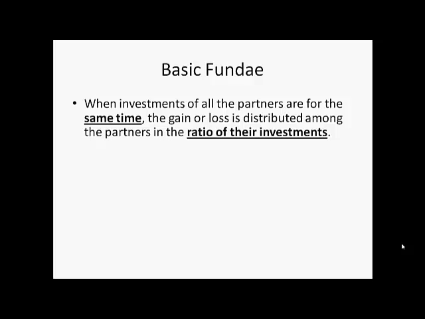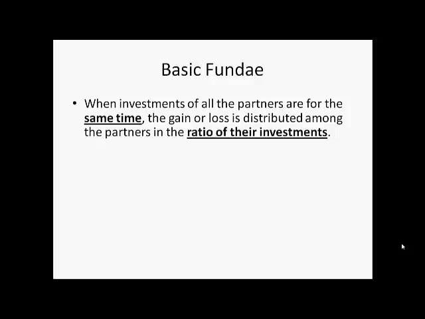Which means if there are three people, let us say A, B and C, and all three invest amounts for exactly 1 year. If A invests rupees 5,000, B invests 10,000 and C invests 20,000, then because the time period is the same and their investments are in the ratio of 5:10:20, which is 1:2:4, any profit that they have will also be shared in the ratio of 1:2:4.